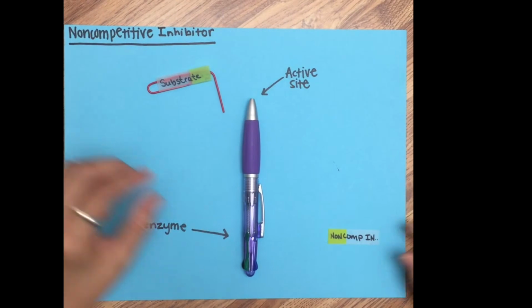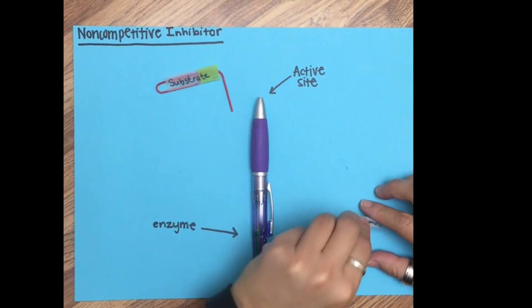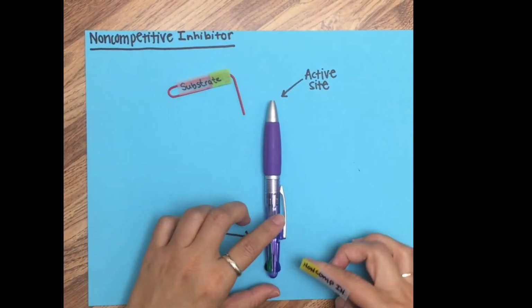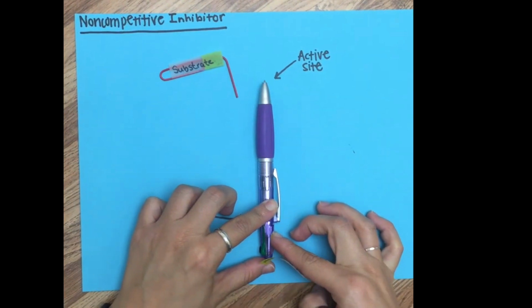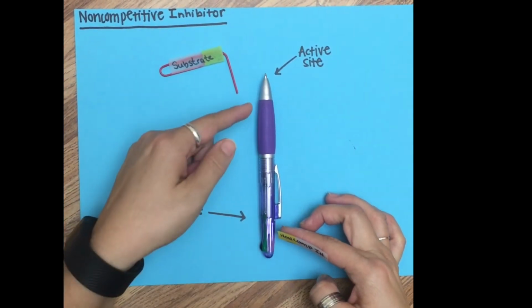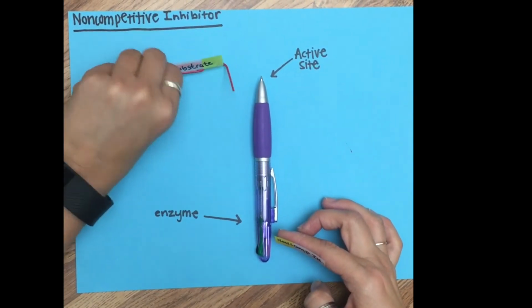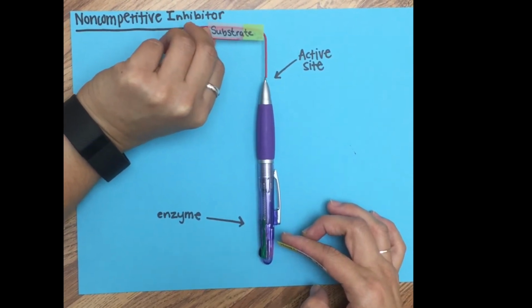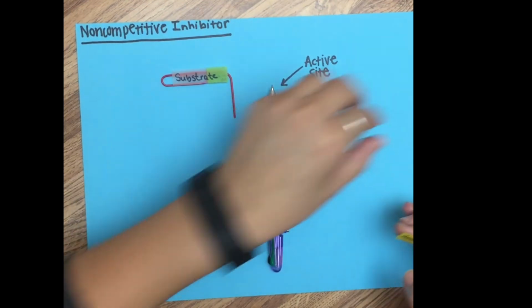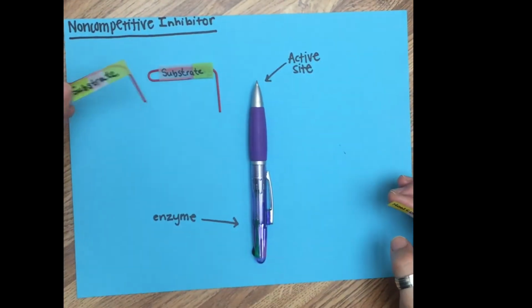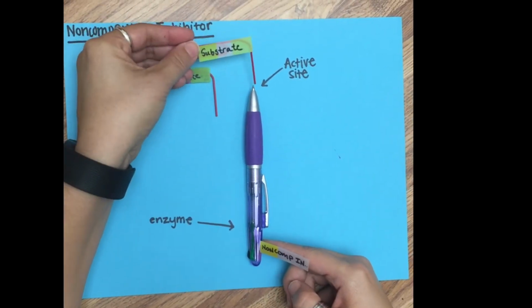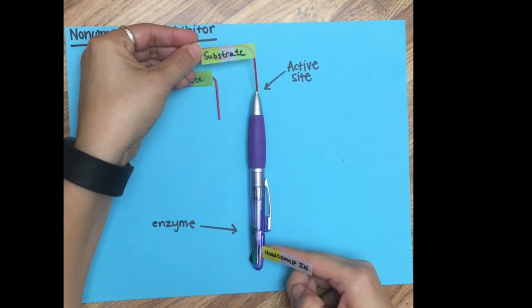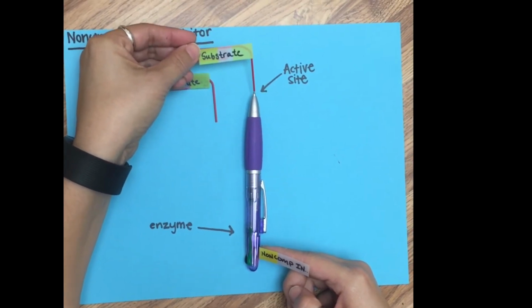Alright, so next we have the non-competitive inhibitor, where I will use my finger here to change the shape of the enzyme, which thus changes the shape of the active site. So the substrate is not able to bind to the active site. Alright? In the case of a non-competitive inhibitor, adding more substrate will not reverse the effects. Oh no, can't bind.